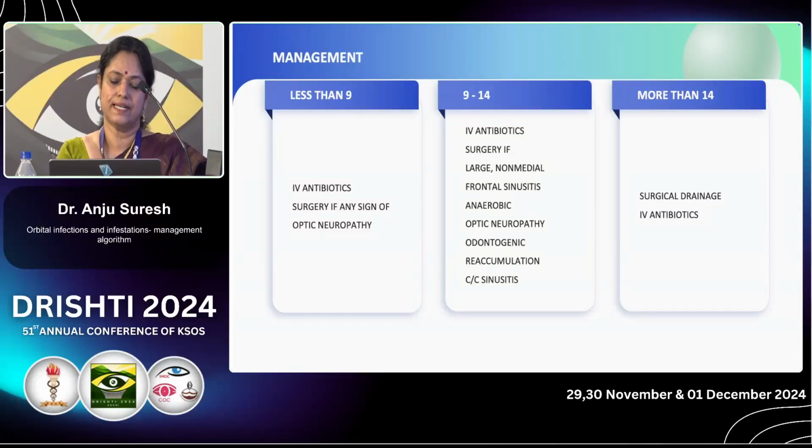But consider surgical drainage if the subperiosteal abscess is large and non-medial, if it is associated with frontal sinusitis, if you suspect an anaerobic pathology or an odontogenic infection. And always if there is optic neuropathy, again consider surgical drainage. And if there is reaccumulation of pus in the subperiosteal space, and if it's a patient with chronic sinusitis, nasal polyps, etc. So these criteria were put forward by Garcia and Harris.